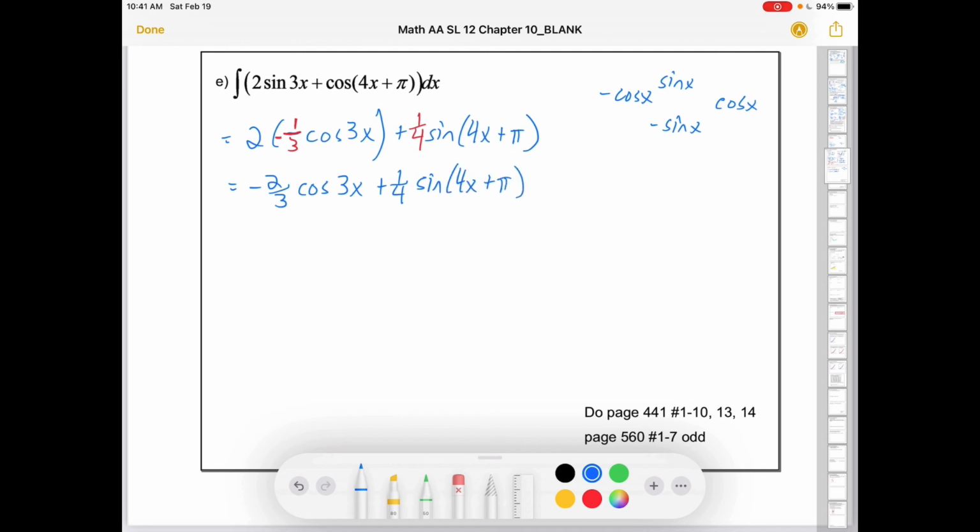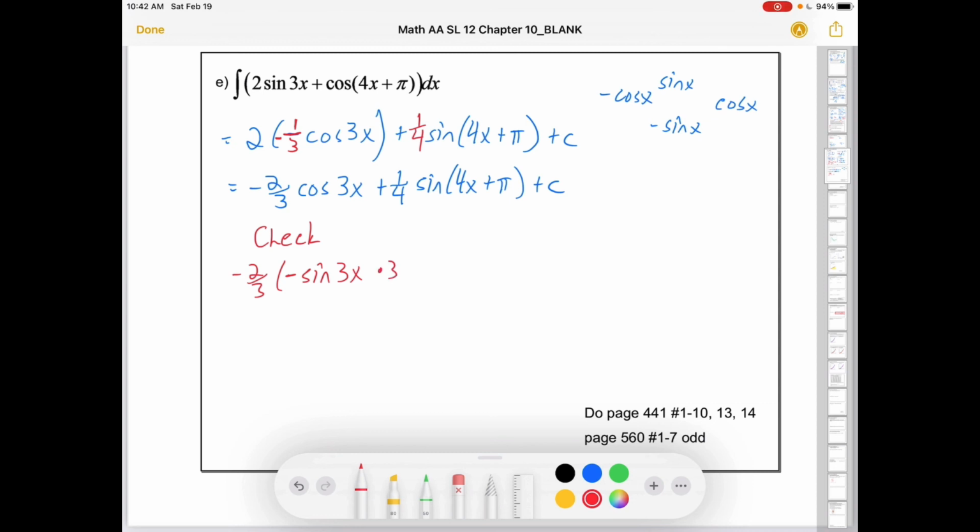Okay, and I should have had some plus c's here. So there they are. And we'll check. What will we get? We get negative 2/3 times the derivative of cosine is negative sine, because we're going clockwise in this case, of 3x.